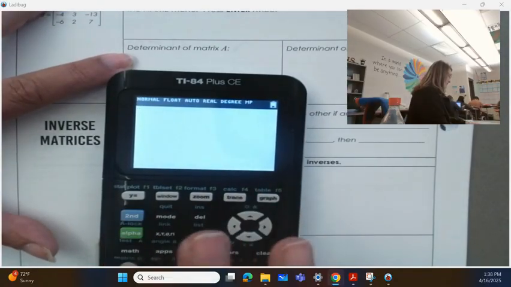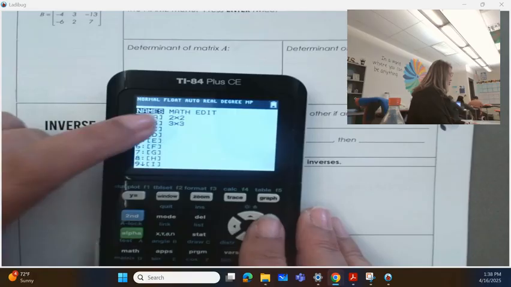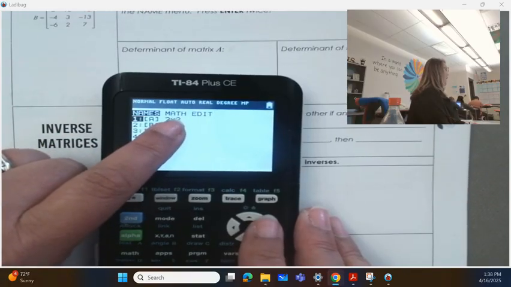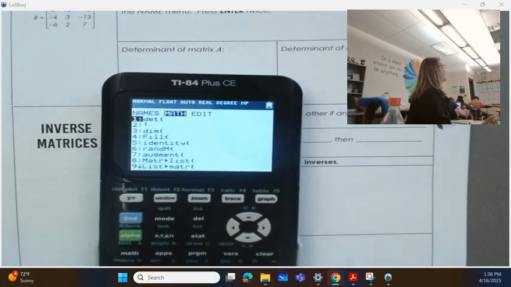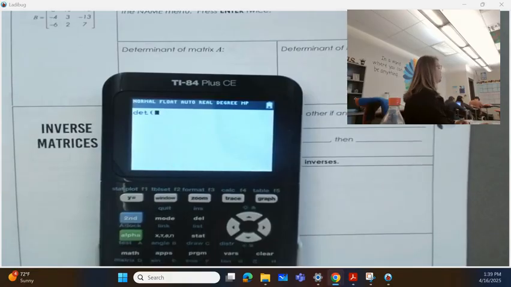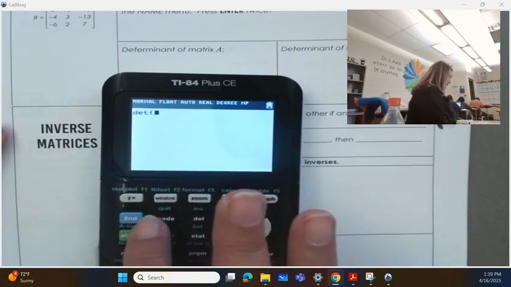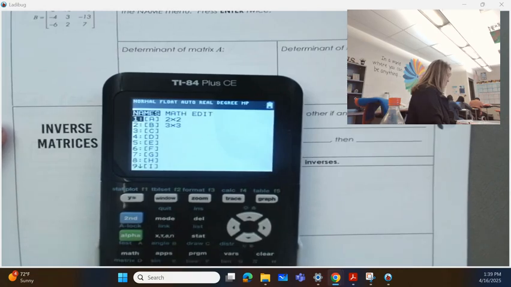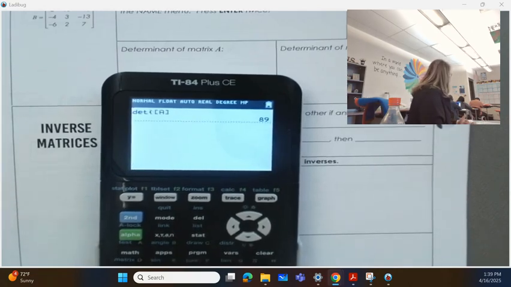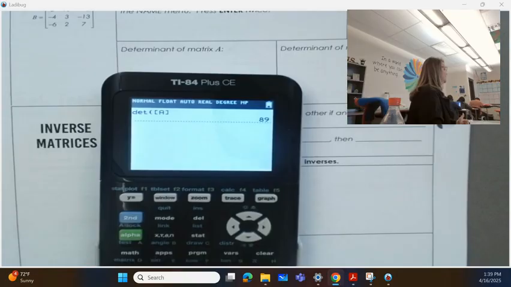So go back into second matrix and go over to math, where it says math in the graphing calculator, and number 1 says DET. So if you just hit enter, it puts determinant on your home screen. And then, of course, you have to tell the calculator what matrix you want to find the determinant of. So second matrix, and I'll just go ahead and choose A. The determinant of matrix A is 89.